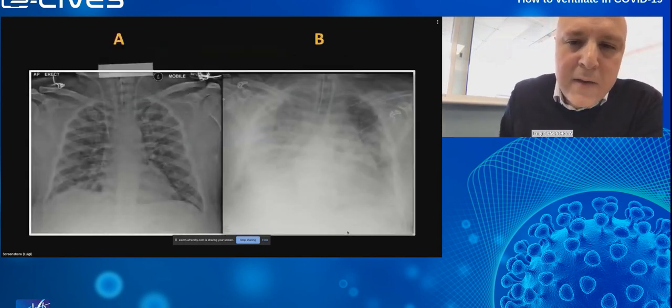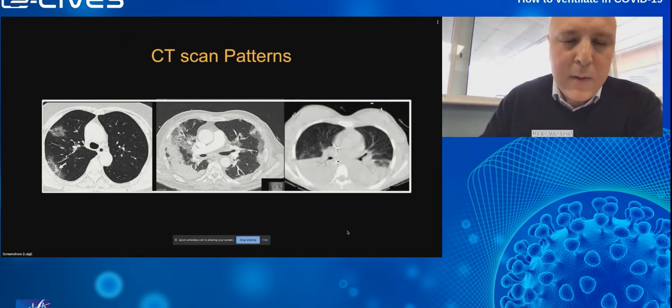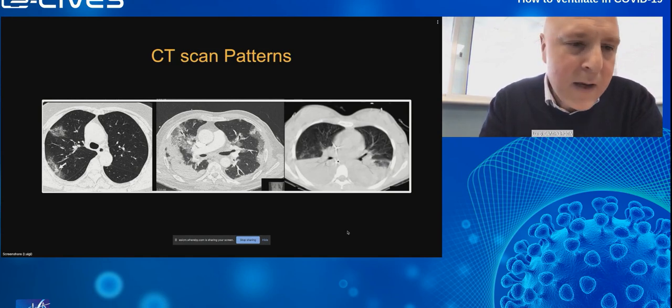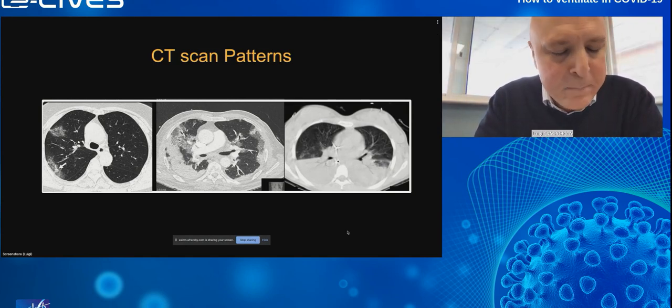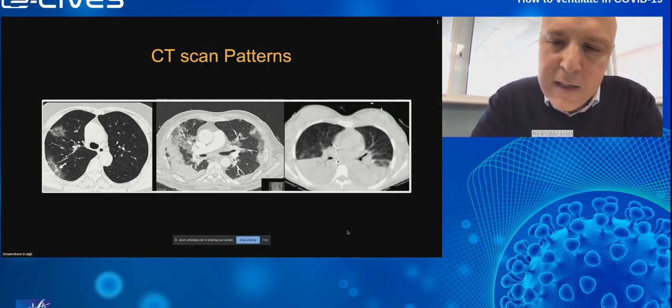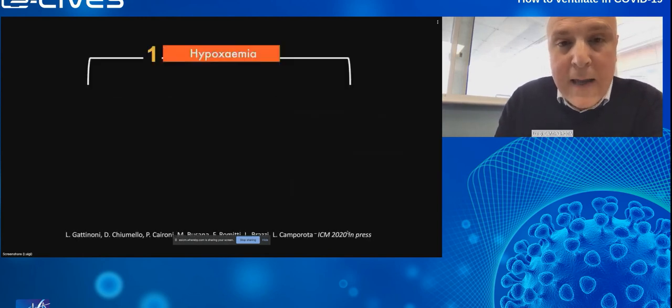So if you compare these two chest x-rays of patients with similar PF ratio, very clearly they have different pathology, and still they're both COVID-19 positive. And equally, you can see the CT scan, and the patterns vary from your left to the right, from ground glass with very limited consolidation, to on your right-hand side, quite frank consolidation, which resembles more ARDS.